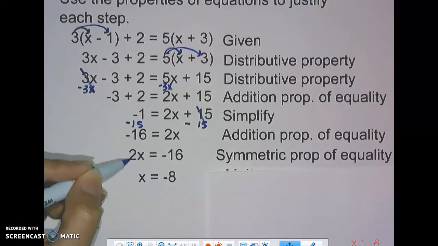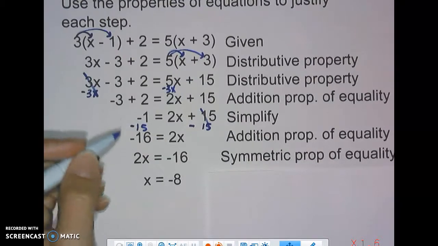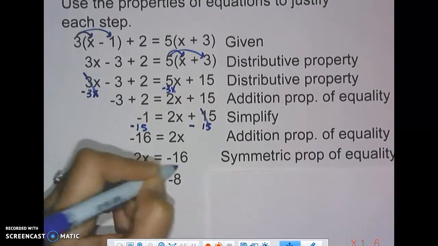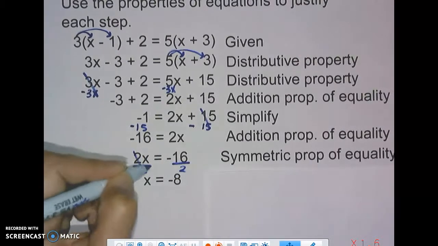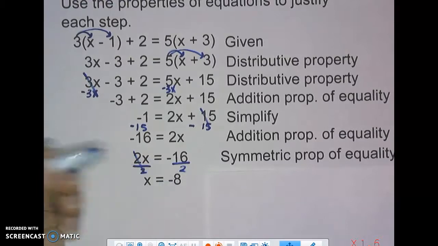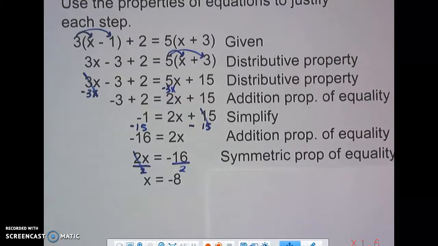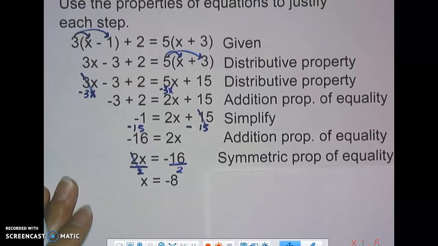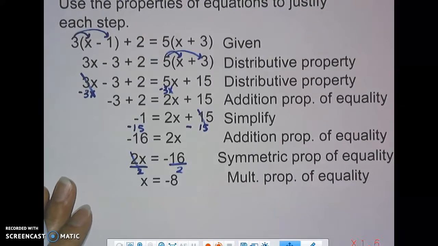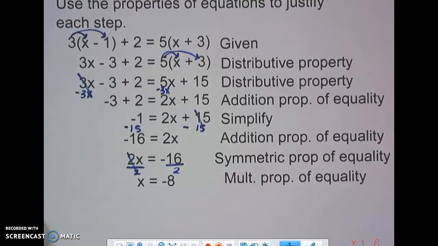From here down, 2x equals negative 16 to x equals negative 8. We just need to take that 2 and divide that coefficient out. That gives us x, and negative 16 divided by 2 is negative 8. Since we divided, we're using the multiplication property of equality. So just make sure you're watching for those properties using the work that the people have given you.